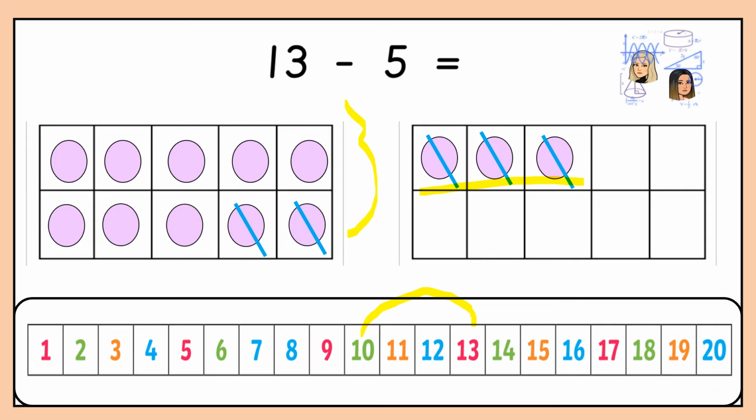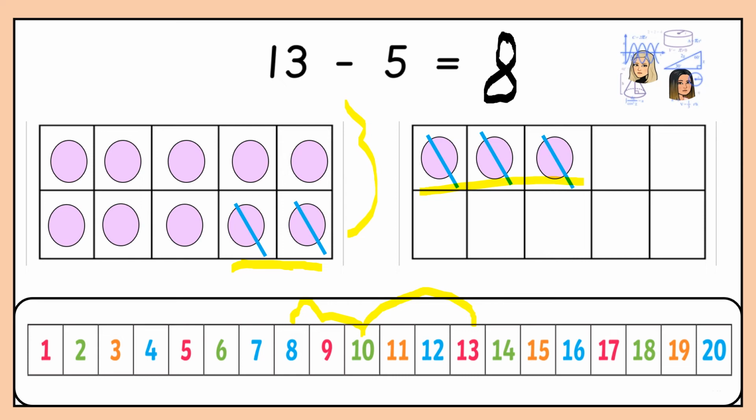I know that 3 and 2 makes 5. So how many more do I need to take away? That's right, I need to take away 2 more. 1, 2. And I'm sure you don't even need to count back by ones because you're really good with your number bonds to 10. And you know that 10, take away these 2, is equal to 8. So my answer is 8.